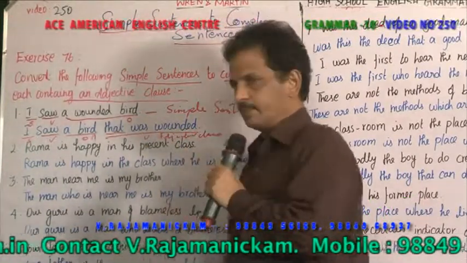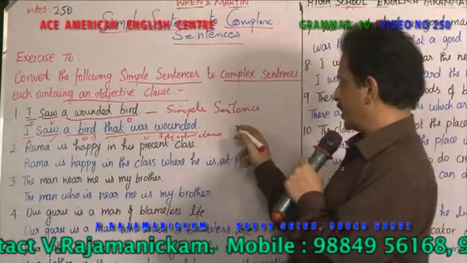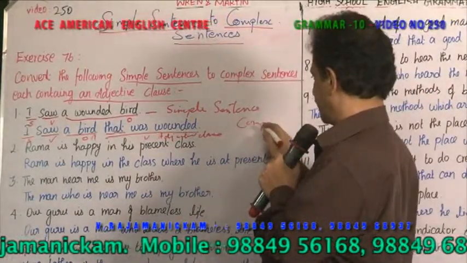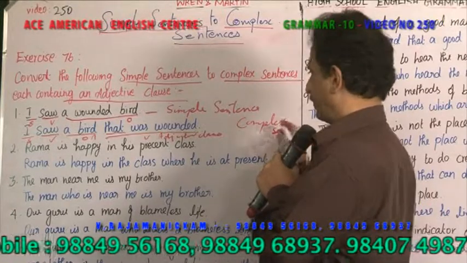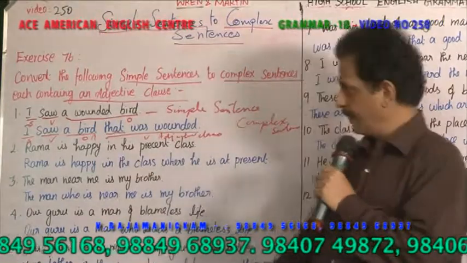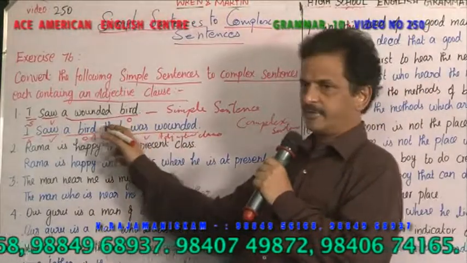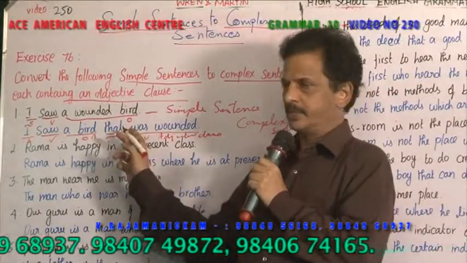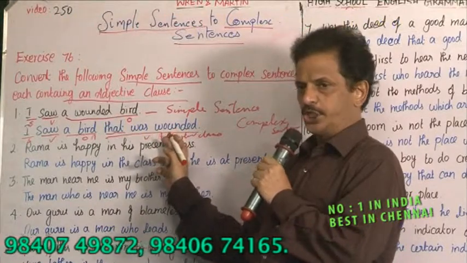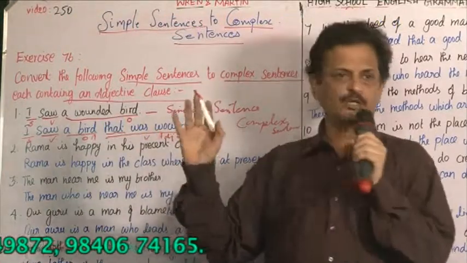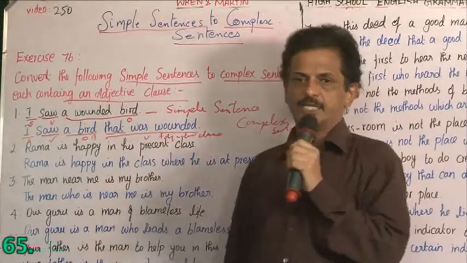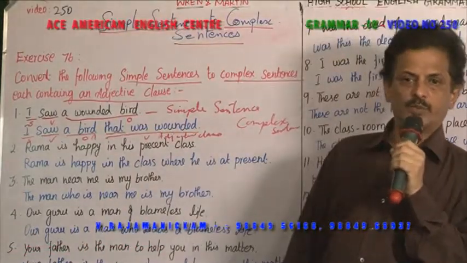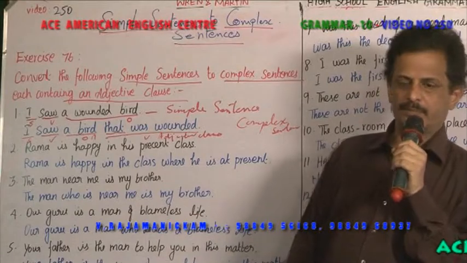So, this sentence becomes what? A complex sentence. Why is it called a complex sentence? Because of what? I saw a bird that was wounded. This "that" stands for the bird. It is a description about the bird. And "that was wounded" cannot stand on its own. It doesn't give full meaning unless it joins with the main sentence, I saw a bird. Only then does it give a meaning. So, it is called a complex sentence.